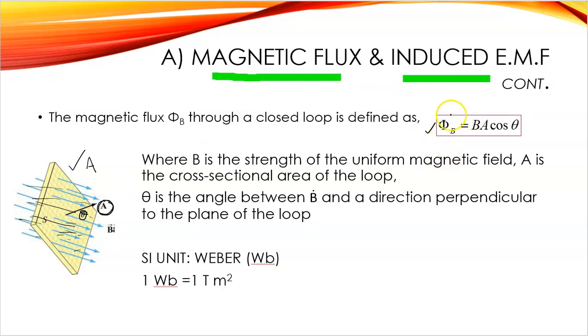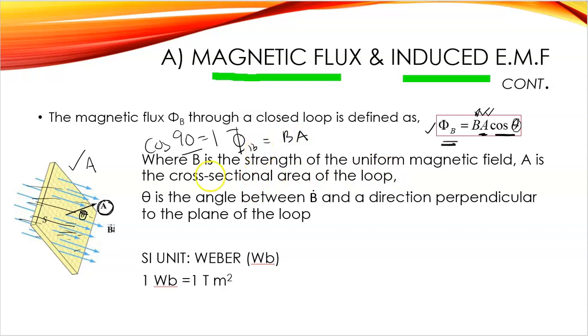This is the symbol of magnetic flux. Magnetic flux through a closed circuit can be found by the product of B, which is the magnetic field, with the area and cos theta. Right? So theta is the angle between my B and my A. In this case right now, the angle theta between A and B is 90 degrees. Hence I get a new equation of magnetic flux, because cos 90 is equal to 1. Hence, the magnetic flux is equal to B times A.